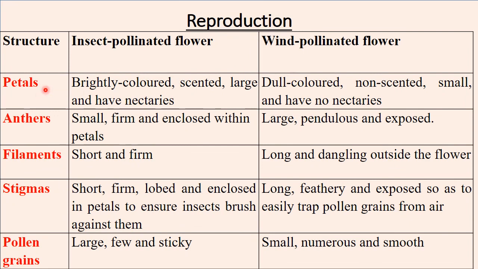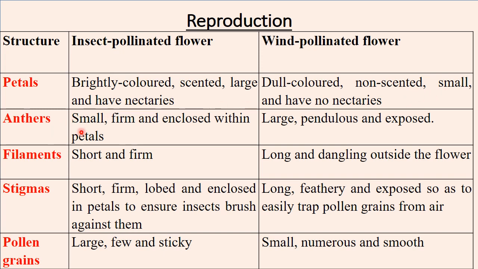The petals of insect pollinated flowers are brightly colored, scented, large, and have nectaries. Nectaries are sweet juices which insects and animals visit. That makes the insects visit a given flower. So as insects are visiting to enjoy that nectar, when they are about to move away, they end up doing pollination. On the other hand, wind pollinated flowers are dull colored, non-scented, small, and have no nectaries.